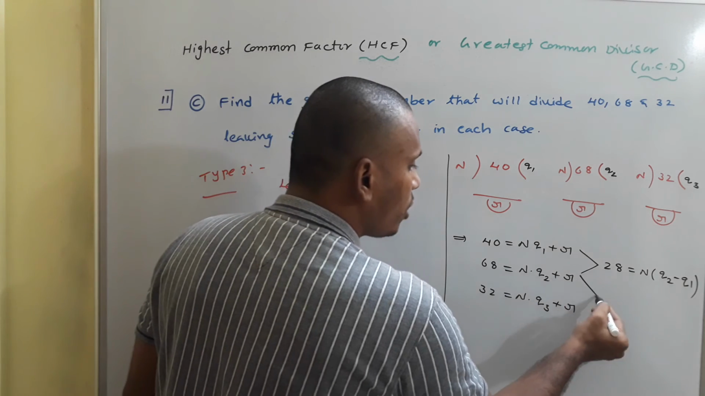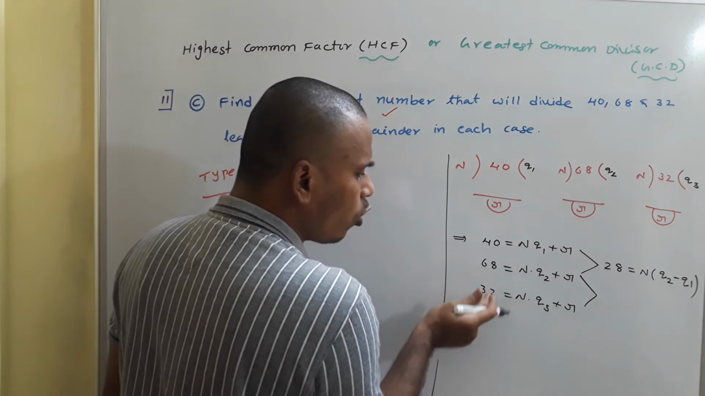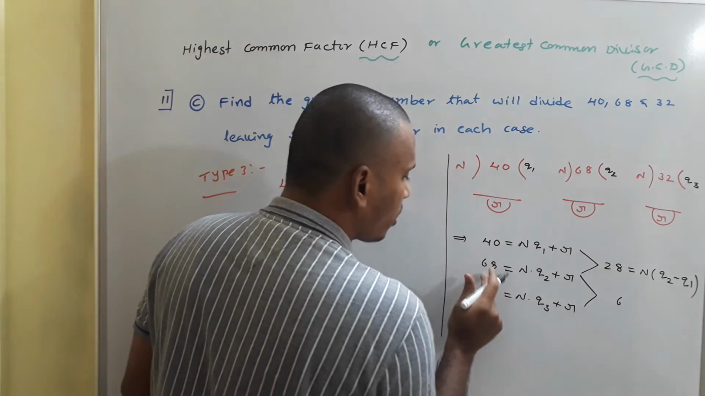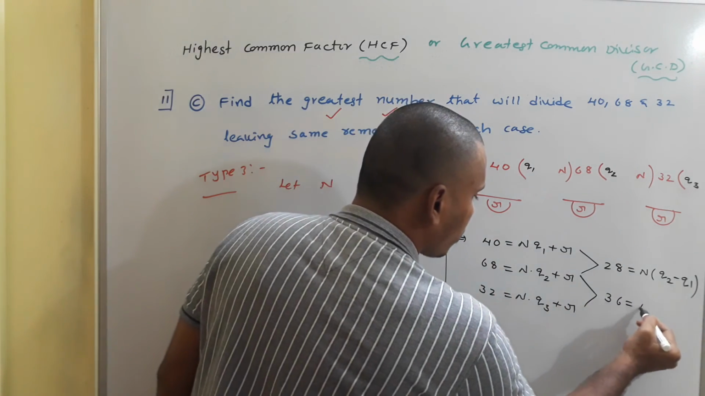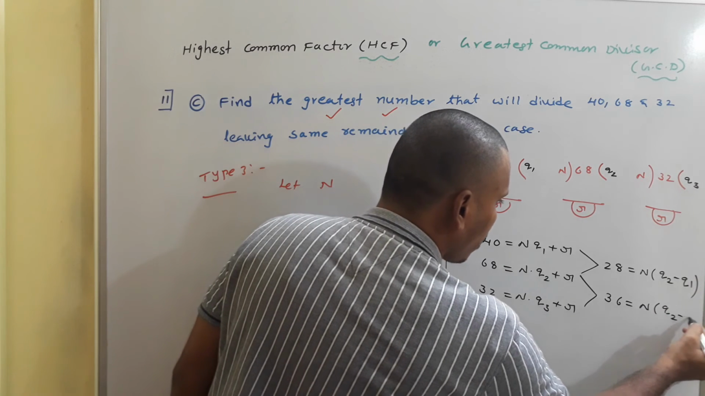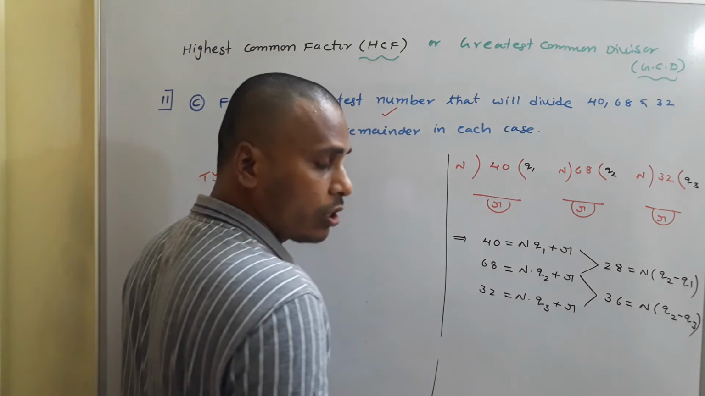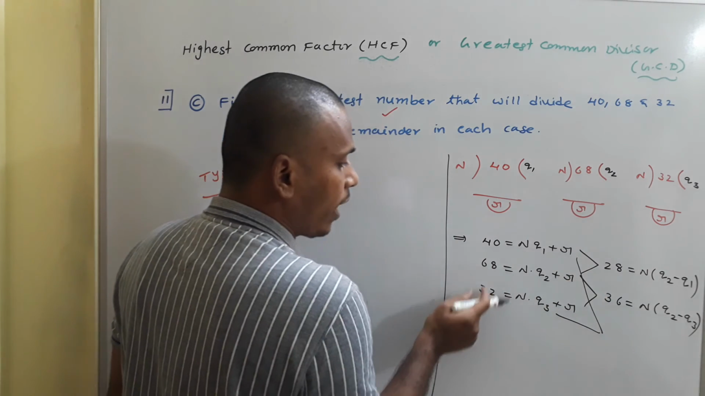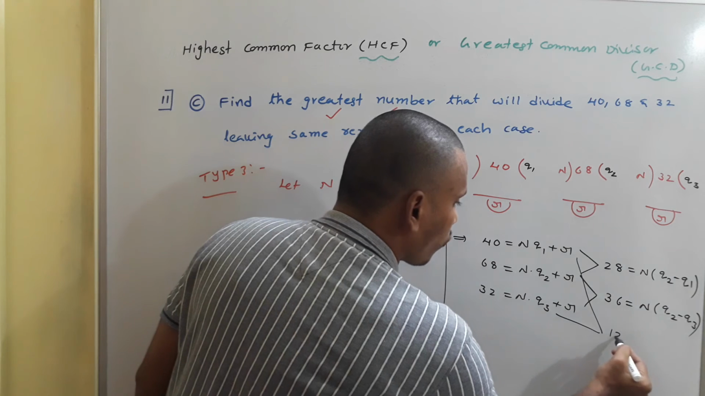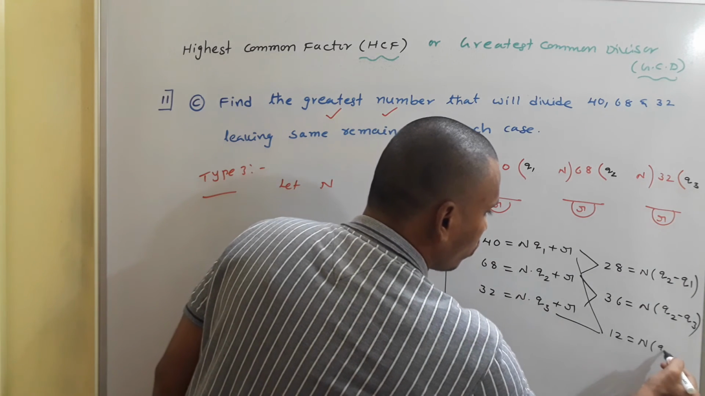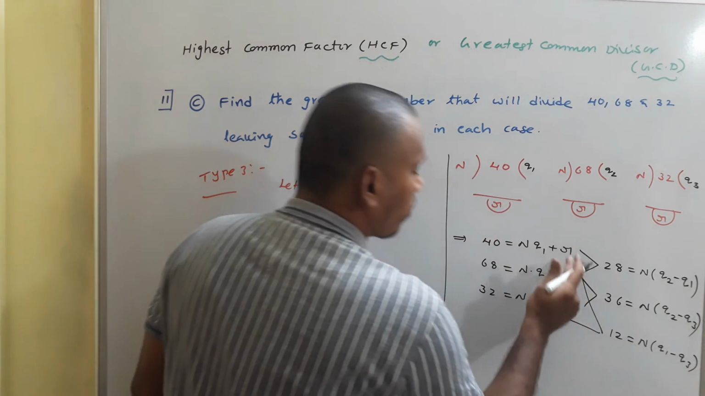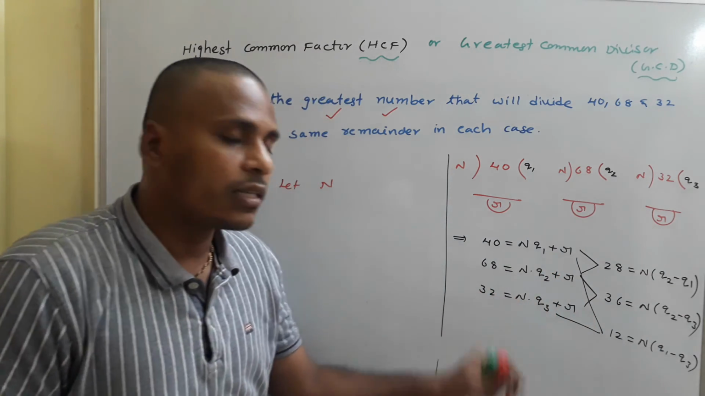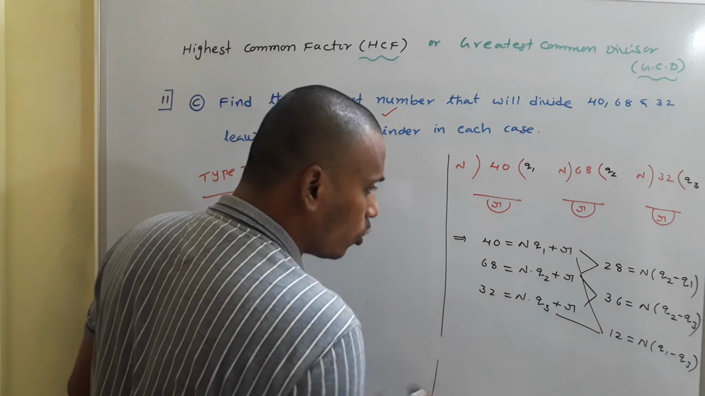And then when you subtract these two, you just go in this way. 68 minus 32, 8 minus 2 is 6, 6 minus 3 is 3, 36 is equal to n into q2 minus q3. Not only this, when you use first and the last, subtract 40 minus 32 is 12, equal to n into q1 minus q3. Subtraction of these remainders is 0. See, when you subtract one from the other, remainders get cancelled and you are left with, just have a look.